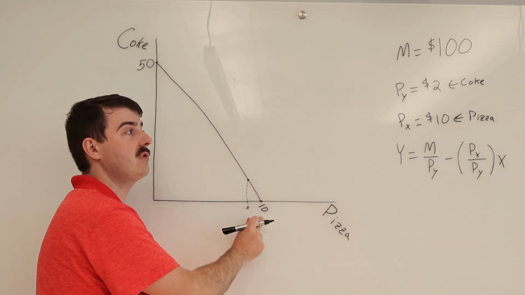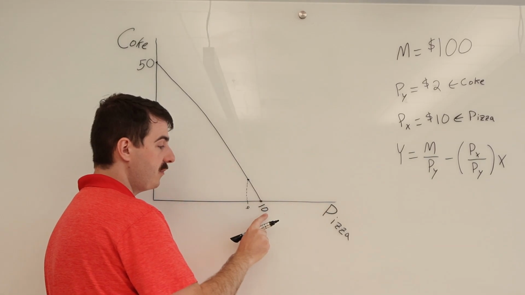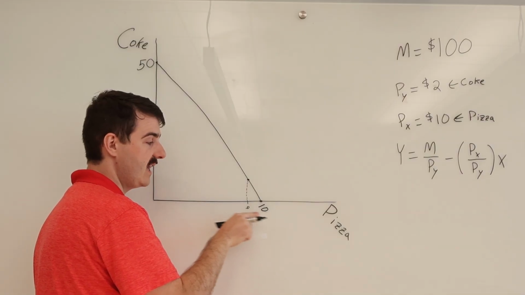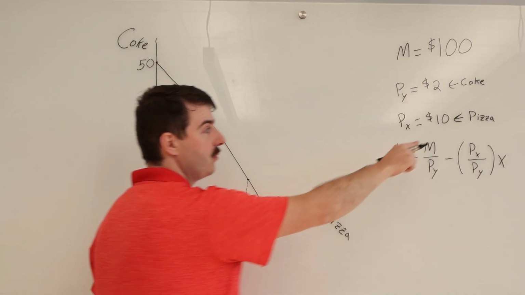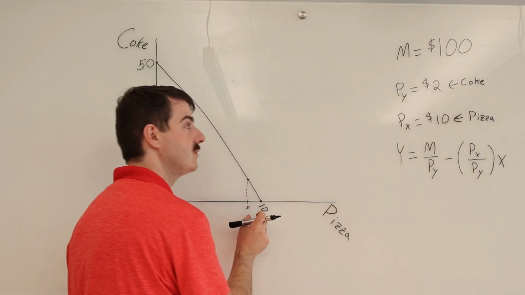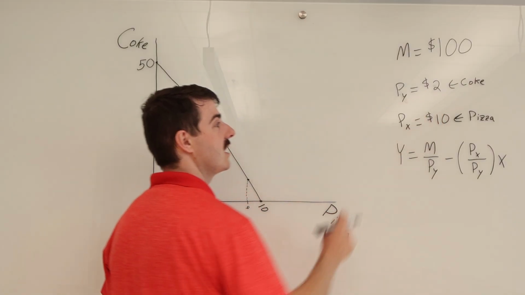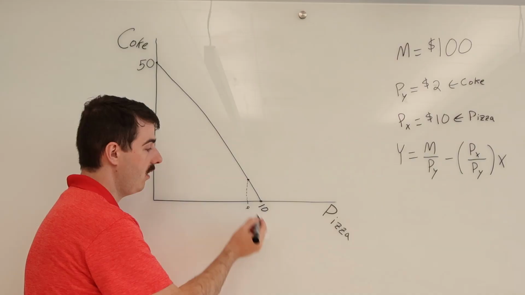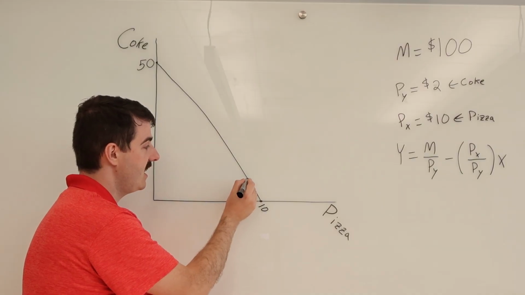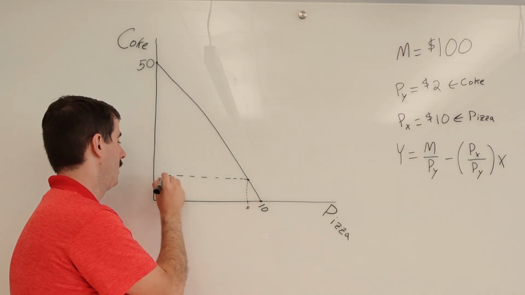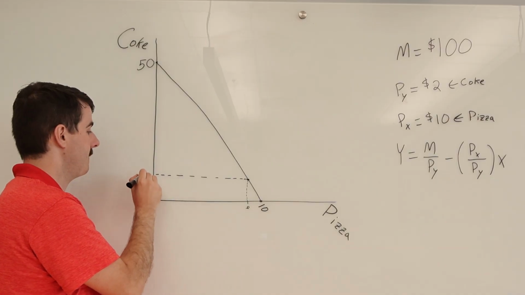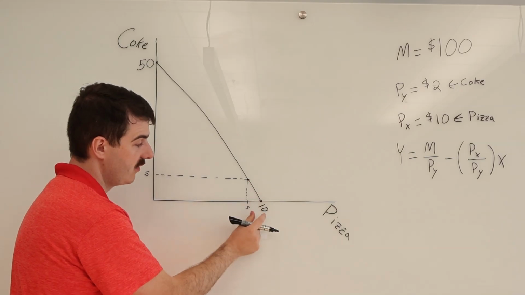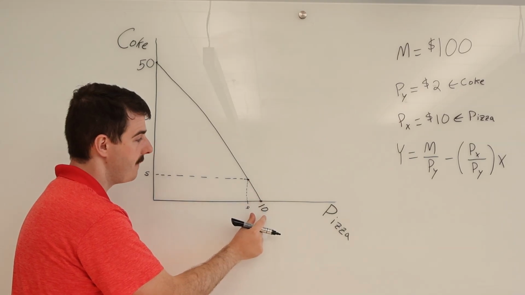Well, how many Cokes can we buy? If we were spending $100 on pizza, now we're spending $90. That's $10 we saved. How many Cokes can we buy with that? Well, the $10 we saved divided by the $2 price of good Y, which is the Coke, the 2 liters. Well, this is 9, and then this would be 5, right? We could have 5 2 liters for that one pizza we give up.